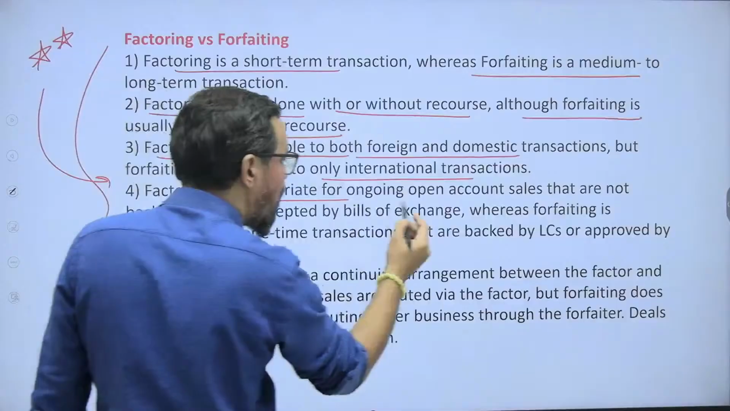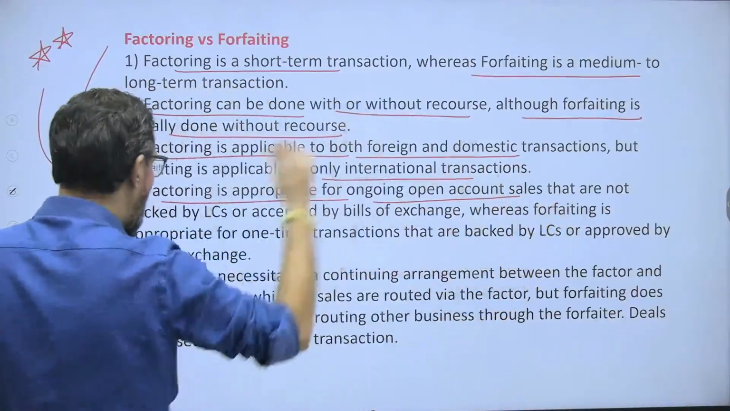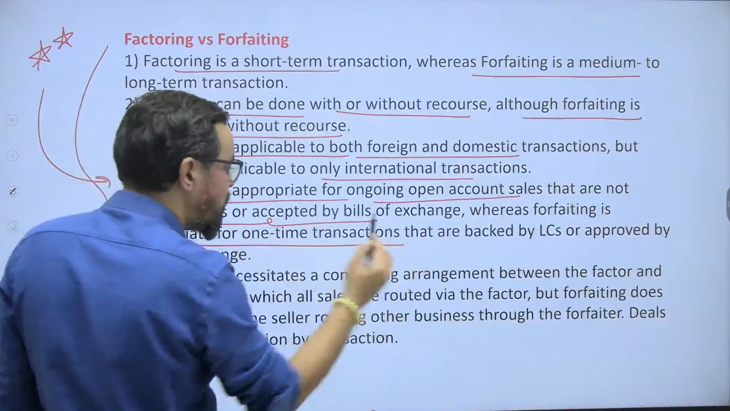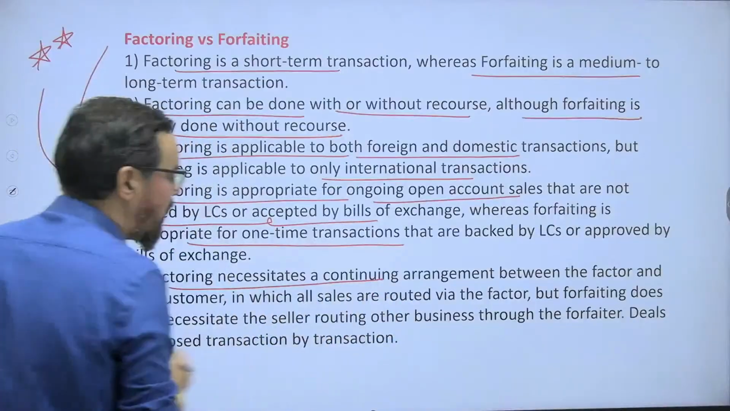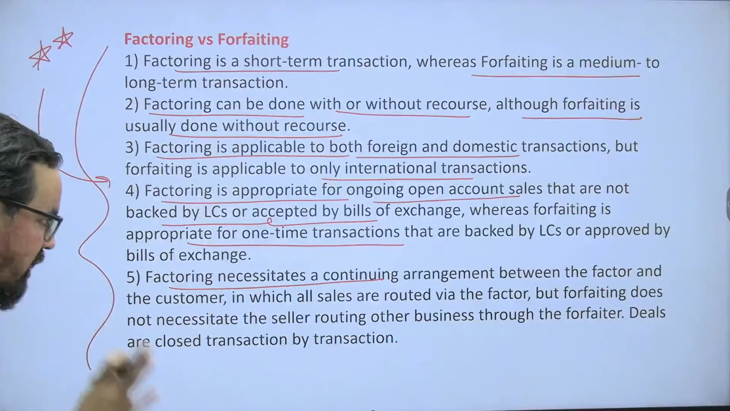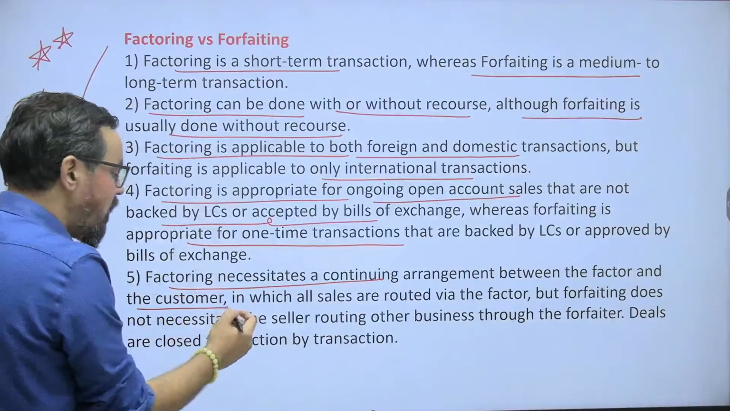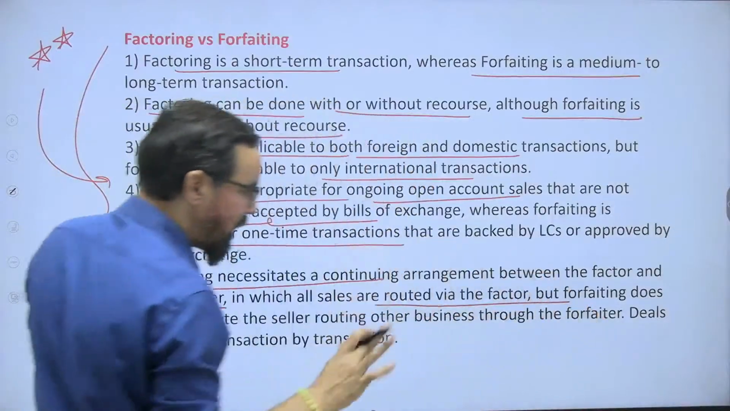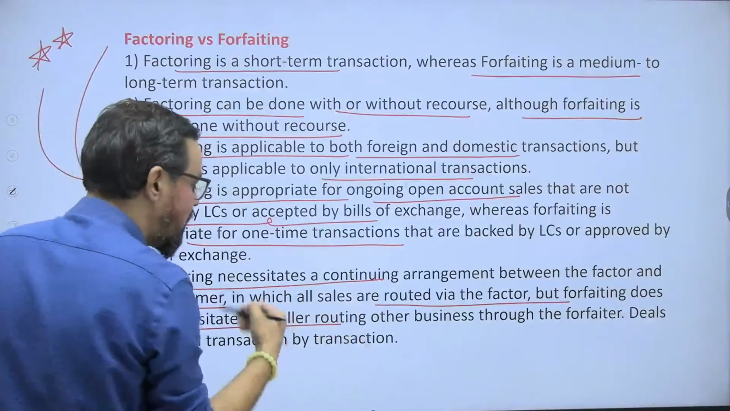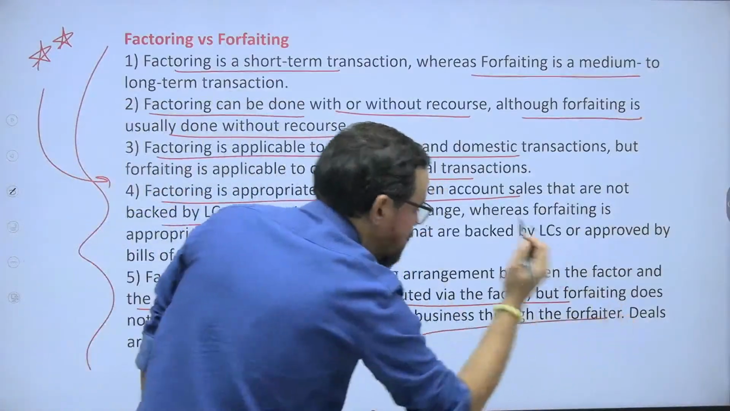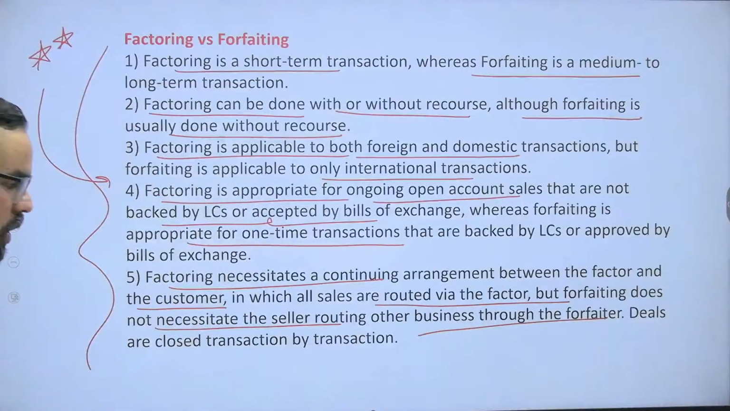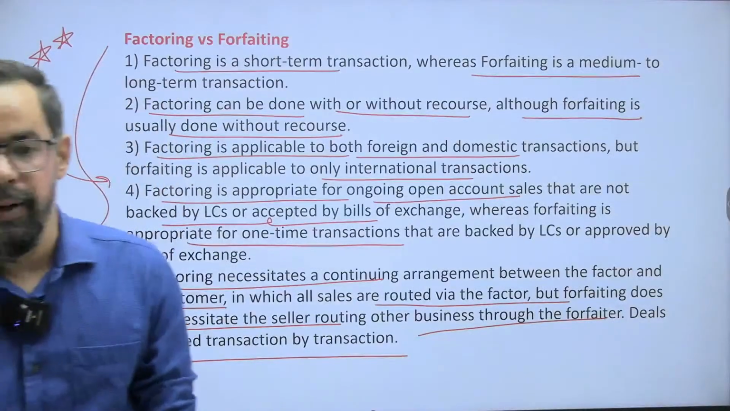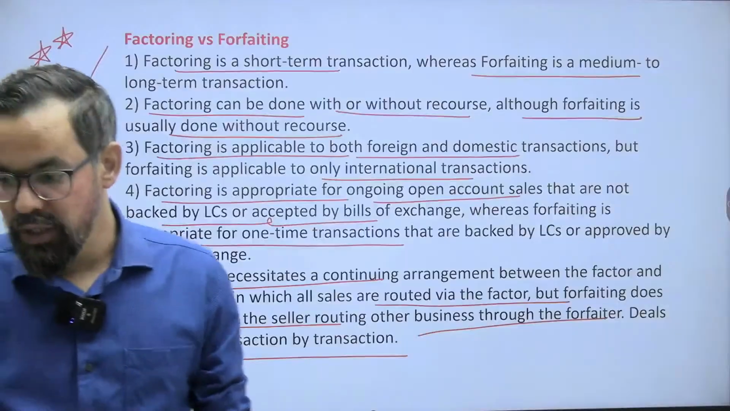Factoring is appropriate for ongoing open account sales that are not backed by LC or accepted by bill of exchange, whereas forfeiting is appropriate for one-time transactions. Factoring necessitates a continuing arrangement between the factor and customer. Factor means your bank and customer is the exporter, in which all sales are routed by the factor, but forfeiting does not necessitate the seller routing other business through the forfeiter. The forfeiter is the financier or the bank. Deals are closed transaction by transaction in this case. Understood?